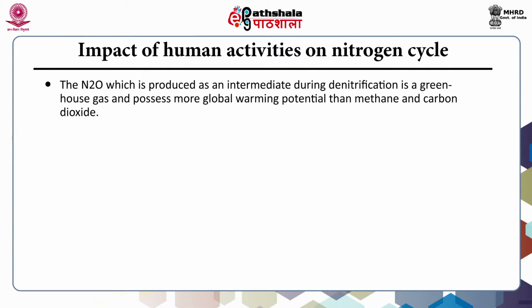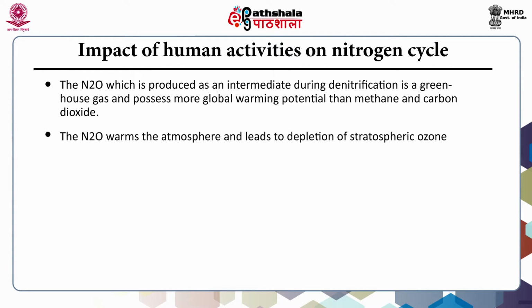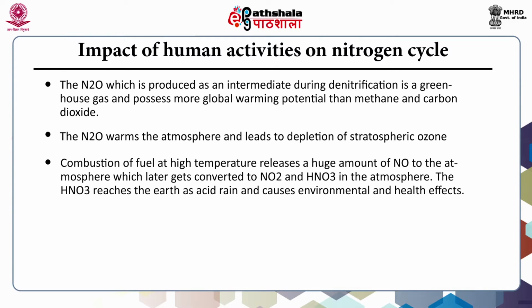1. The N2O, which is produced as an intermediate during the denitrification process, is a greenhouse gas. It possesses a great global warming potential when compared to methane and carbon dioxide. The N2O warms the atmosphere and it generally leads to depletion of the stratospheric ozone. Now, combustion of fuel at high temperature generally releases a huge amount of NO to the atmosphere, which later gets converted into NO2 and HNO3 in the atmosphere.